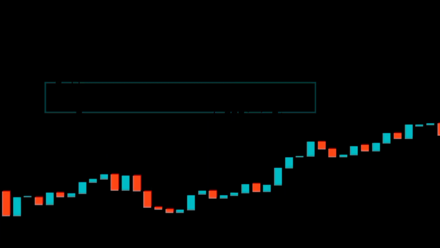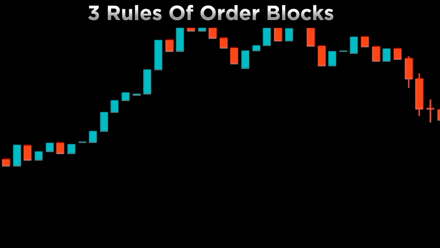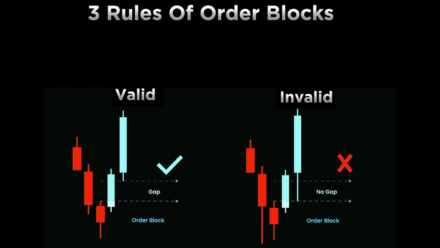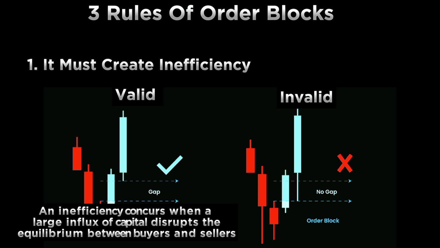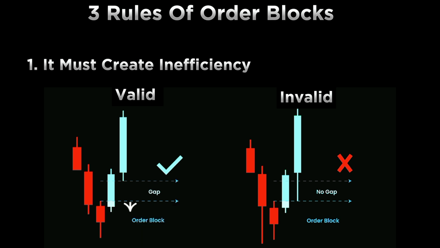In order to trade order blocks with ease, there are 3 rules that we must consider and apply anytime we're looking for a valid order block. Number 1. It must create inefficiency. An inefficiency occurs when a large influx of capital disrupts the equilibrium between buyers and sellers, resulting in gaps between candlesticks. Inefficiency suggests a drastic and fast move of the market participants from the decision candle point, which actually creates the order block zone.